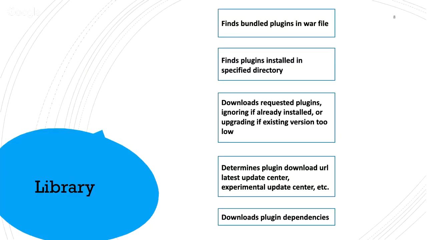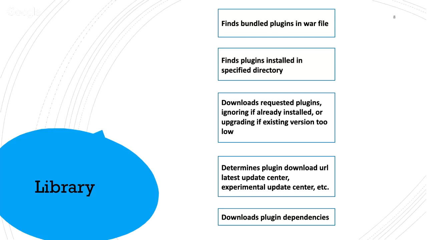The library so far works like this. Basically, first, when installing plugins, it tries to find which plugins are already installed or downloaded. So first it'll check the plugins that are in the war file. Then it will look at whether there are any plugins installed in the specified directory. Then it'll go ahead and actually download those plugins and their dependencies, and it'll ignore them if they're already downloaded or installed, or upgrade them if there's an existing version, but what's required is a higher version than that.